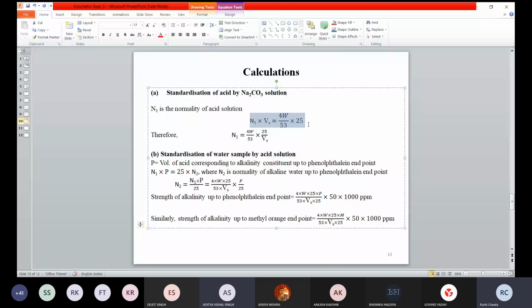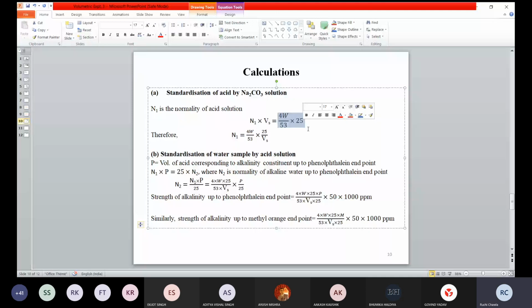So on the left hand side, you have the number of gram equivalents of the unknown acid. You don't know the normality of the acid, that is N1. And gram equivalents is N1 V1, normality into volume. This is the volume that you will record as the observation from table 1, VS, the concordant value. On the right hand side, you will have the number of gram equivalents of the known sodium carbonate solution, because you have prepared that solution of known strength. So you know the normality of the prepared solution.